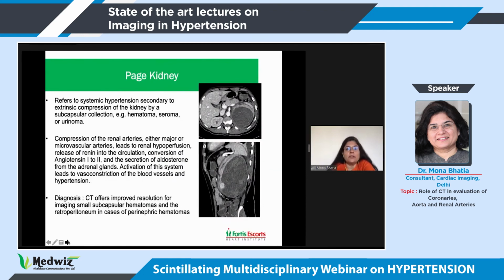The Page kidney refers to a systemic hypertension secondary to extrinsic compression of the kidney by a subcapsular collection, like a hematoma, seroma, or urinoma, and compression of the renal arteries, either major or microvascular arteries, leads to renal hypoperfusion with release of the renin. So the diagnosis again here depends on CT for improved resolution for imaging of small subcapsular hematomas and retroperitoneum.